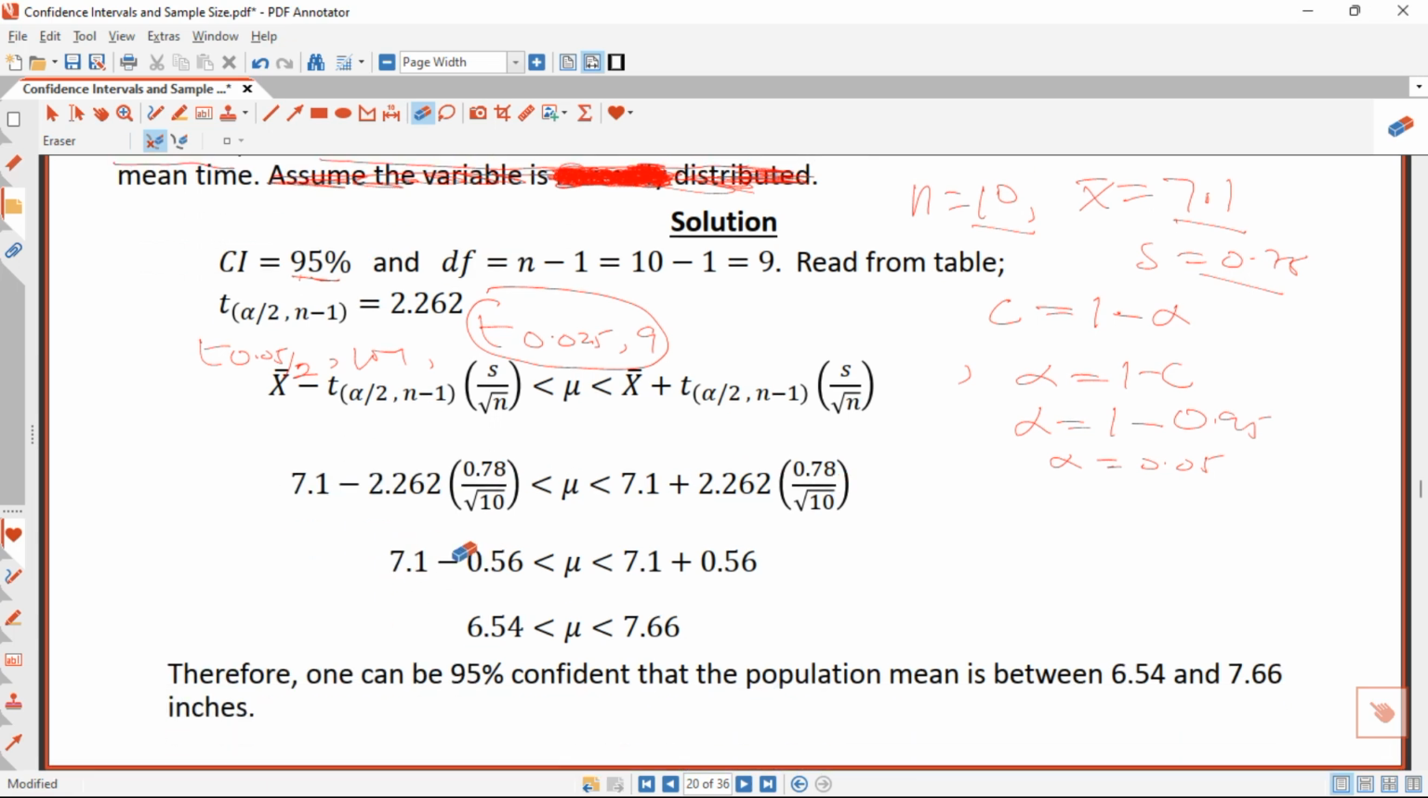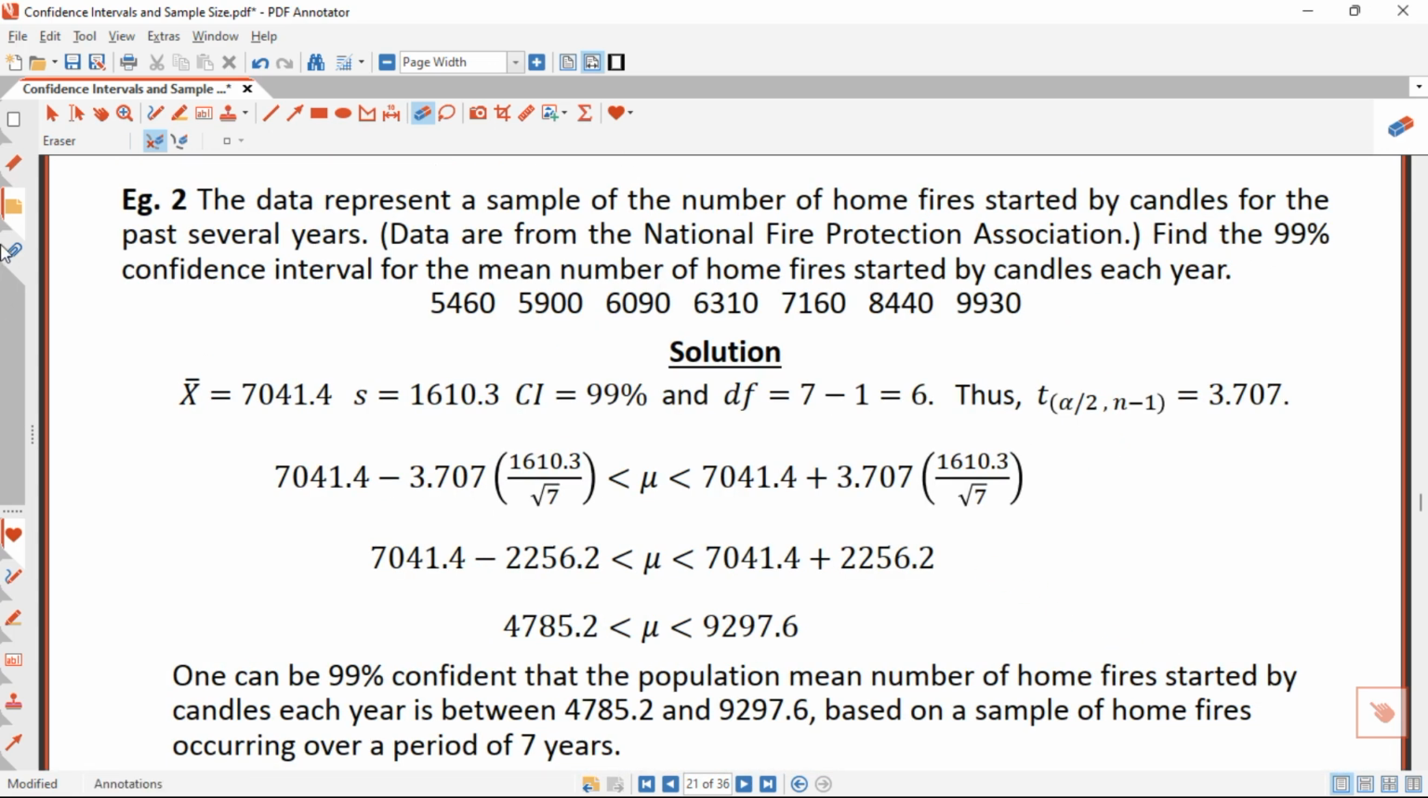So when you do so, this is what you are going to have, and our confidence interval will be 6.54 less than mu less than 7.66, right? So therefore, one can be 95% confident that the population mean is between 6.54 and 7.66, right?